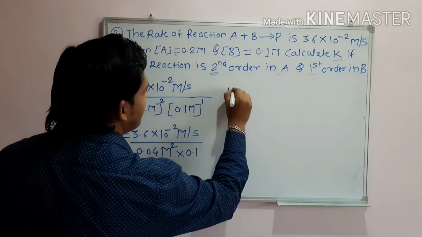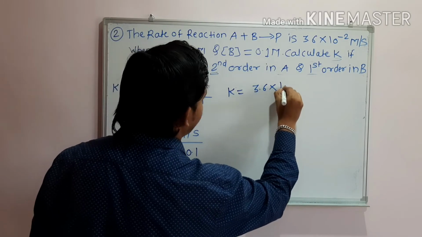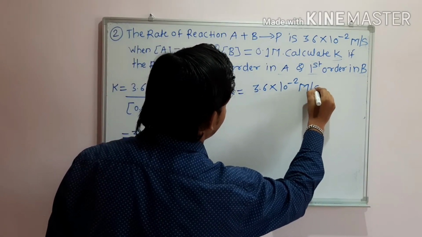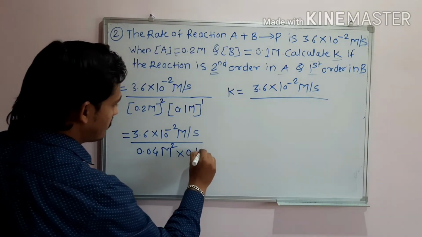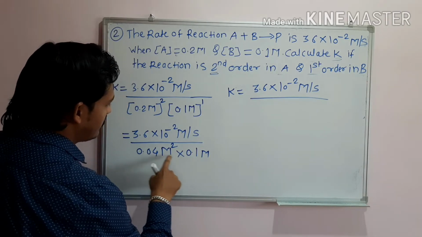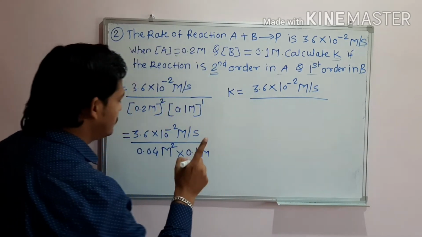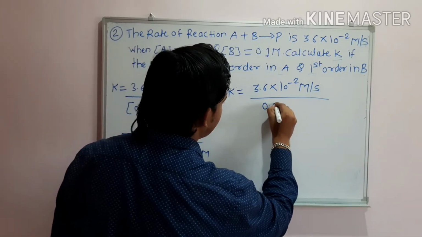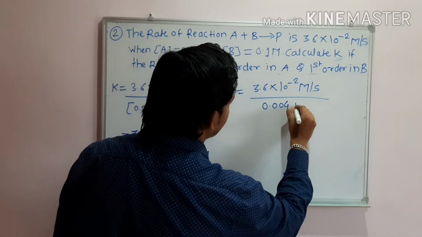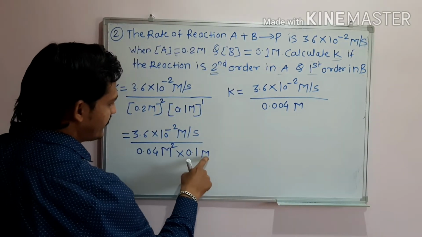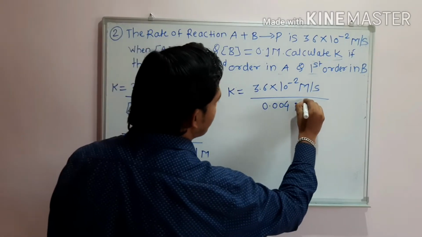So K is equal to 3.6 into 10 raised to minus 2 M per s divided by 0.04 into 0.1, that is 0.004. Okay, M square into M, that is M square plus 1. In multiplication the exponents are added, 2 and 1, M cube.